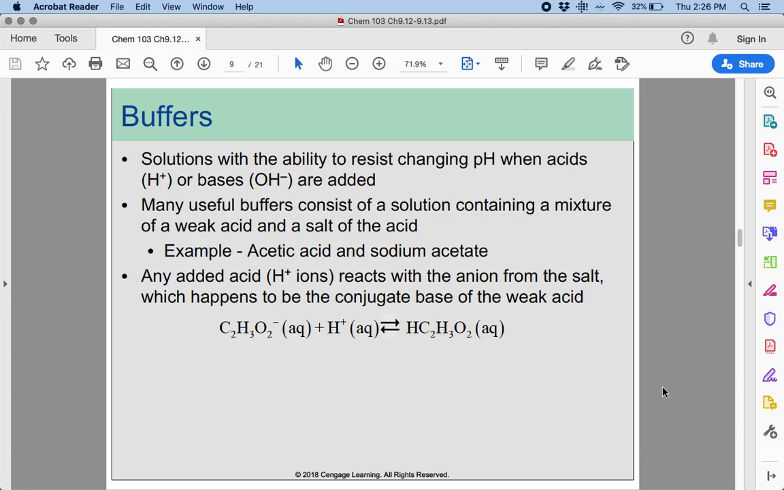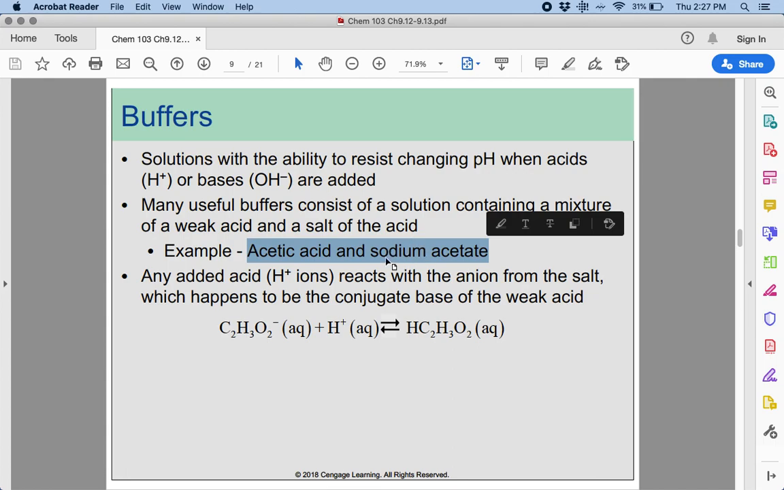In the human body, we have a lot of buffer systems that allow our bodies to function the way they do, even when outside influences come in. Solutions with an ability to resist pH change when acids or bases are added to them are called buffers. Many useful buffers contain a mixture of a weak acid and a salt of that acid. So we could look at something like acetic acid and sodium acetate, which we have here.